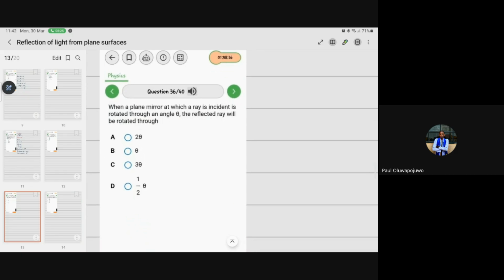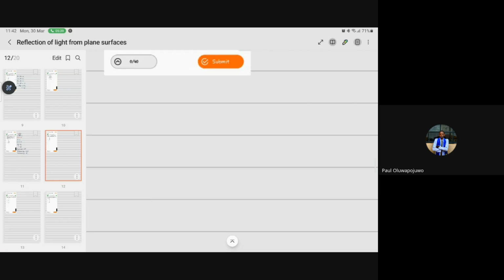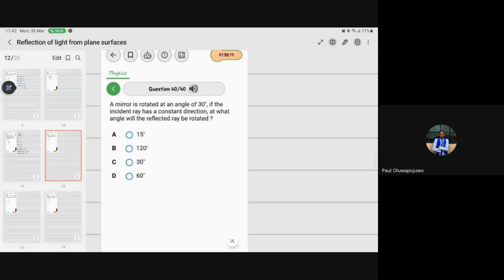When a plane mirror is rotated through an angle, the reflected ray will be rotated by what? We have done this already, so you all should answer now. Yeah, Titi, you are correct. Why they are not answering is that they are now big guys, they understand it already. So it is 30. If it is 30 here, we always know that it's 2 theta, right? We always know that, with the incident ray constant, once the mirror is rotated, the reflected ray is going to be rotated by what?